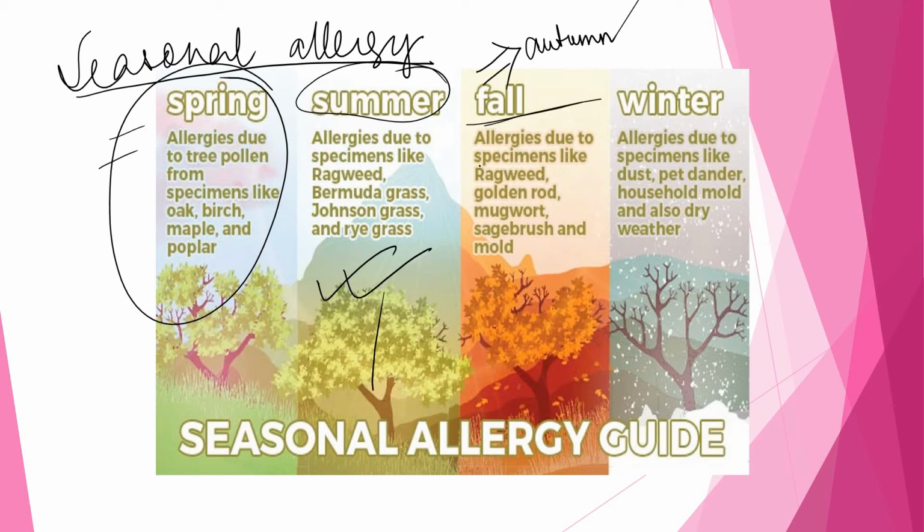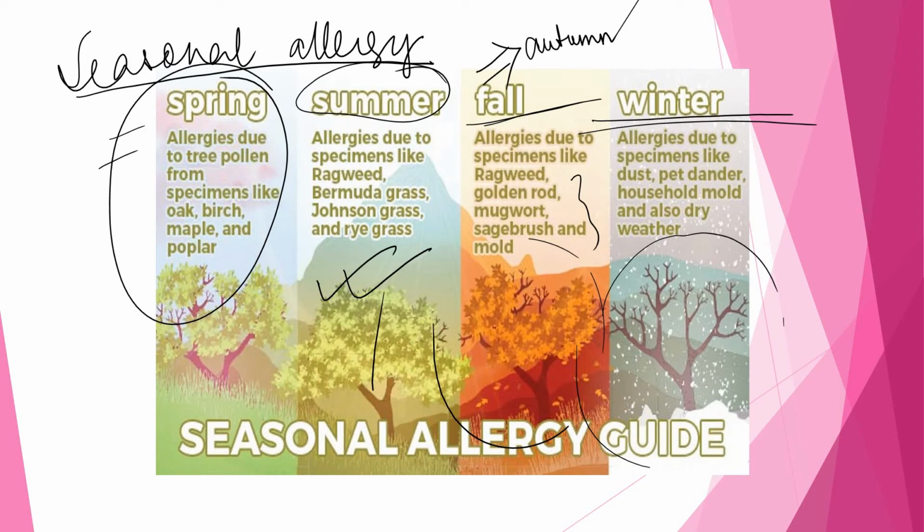Then when it comes to autumn season, allergies are due to specimens like ragweed, goldenrod, mugwort, sagebrush and more. Don't try to remember all of the names which are given in this slide. Remember only those examples which are given in your textbook. Certain types of trees or plants or grasses specifically release allergens in the autumn season. And then there is the winter season, of course, where dust and pet dander, household mold, also dry weather, also cause certain irritation in our body. That is hypersensitive immune response, allergy.